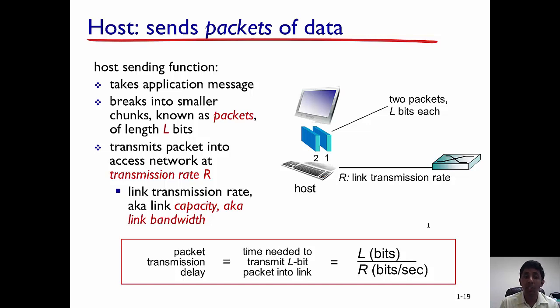In order to transmit L bits over a channel or a network which delivers R bits per second, the total time taken is L over R. That is, L bits at R bits per second gives you L over R seconds. So this is the amount of time that is needed to transmit a single packet.